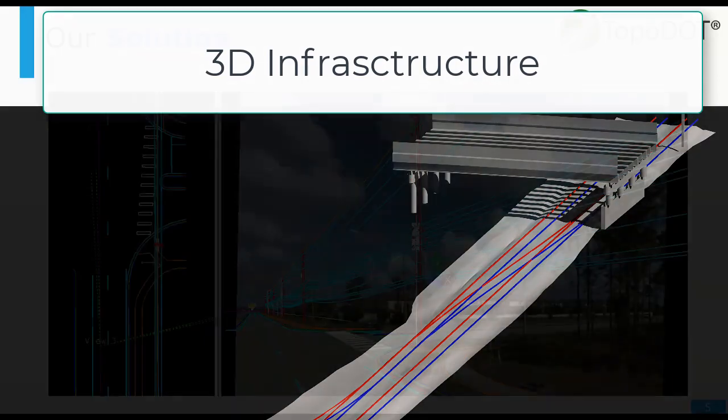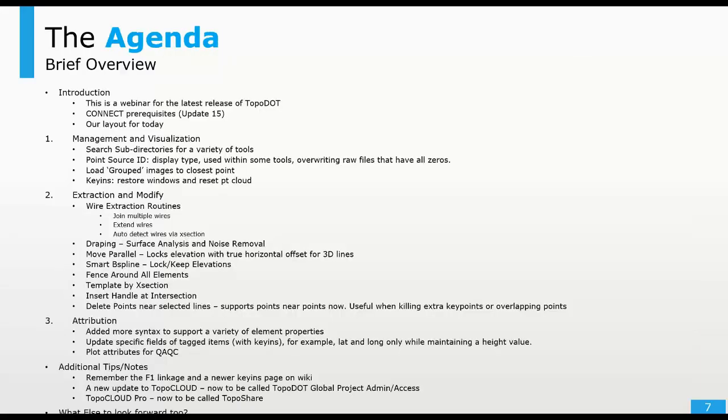Our focus today is going to revolve around software updates. First we're going to do a quick look at our agenda, and I know there's a lot on here. I'm going to introduce a little bit of housekeeping items at the front end for versions of Connect, whether it's MicroStation or ORD. And I'm going to break all of the updates and new tools into three categories: management and visualization, extraction and modification, and attribution at the end, as well as some additional tips, tricks, and notes at the end.